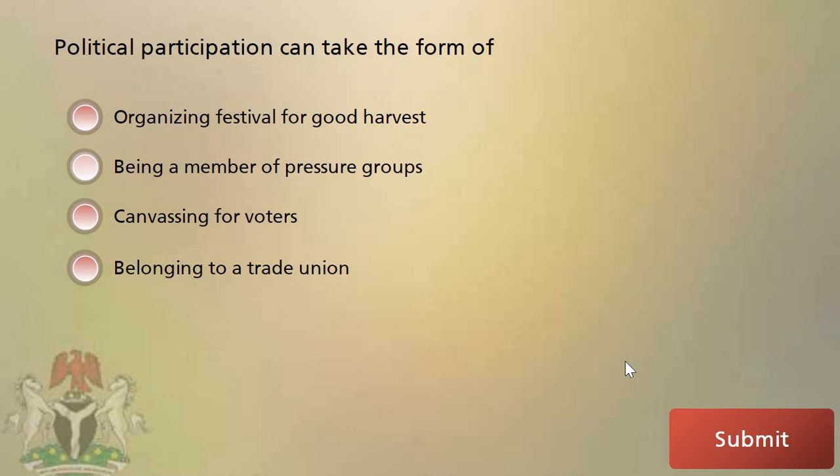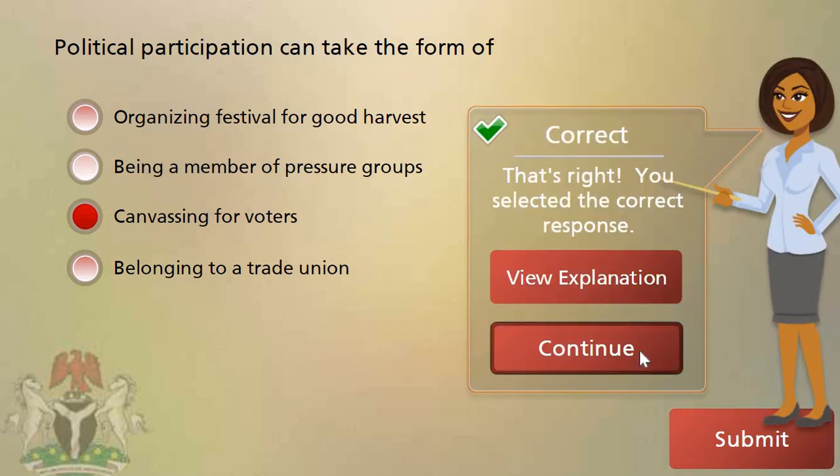Question 9. Political participation can take the form of A, organizing festival for good harvest; B, being a member of pressure groups; C, canvassing for voters; D, belonging to a trade union. I want you to know that the forms of political participation are belonging to political parties, contesting elections, sponsoring of political parties, holding of public offices, etc. So the right answer here will be C, canvassing for voters.